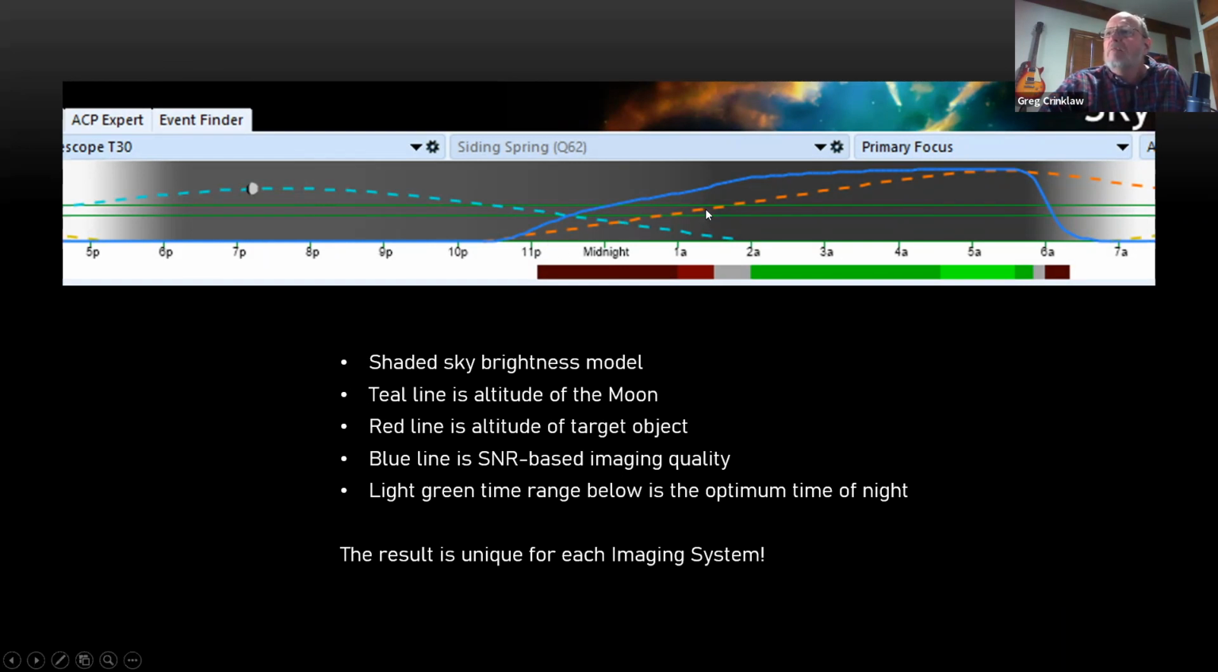The red dashed line is the altitude of the Helix Nebula. You see it's highest in the sky just before dawn. But the most interesting thing here is this blue line. The blue line is the relative imaging quality.